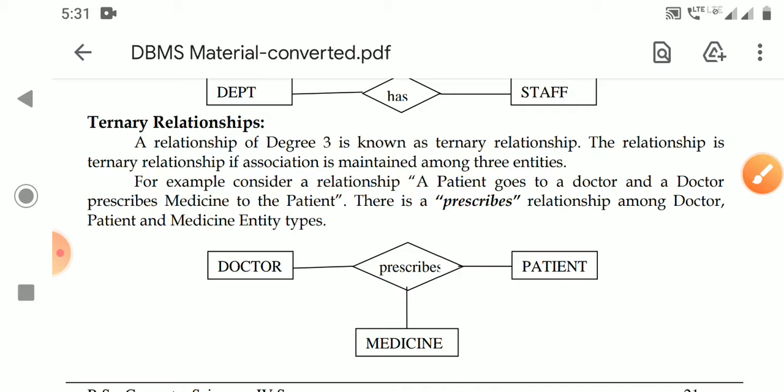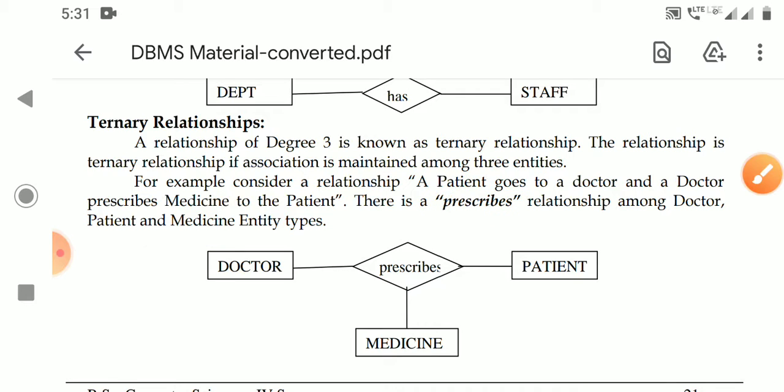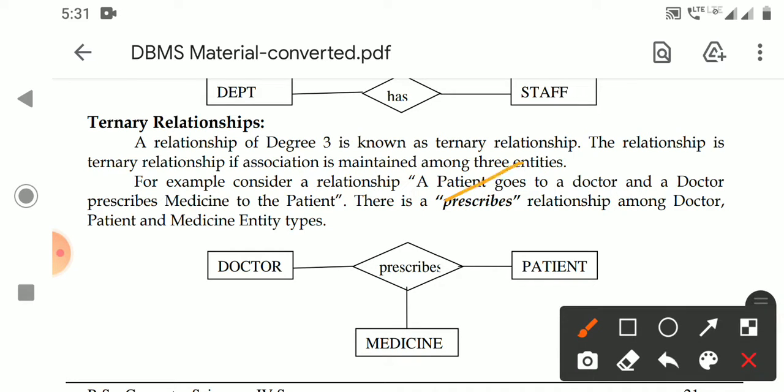So this is called a ternary relationship. Here prescribe is a relationship among doctor, patient and medicine entity types. So this is called a ternary relationship. Simply, degree of relationship means association among the entity types. It is represented with the diamond symbol.